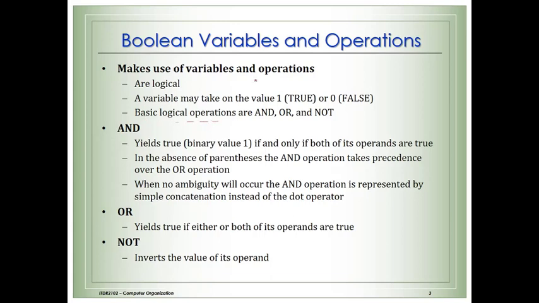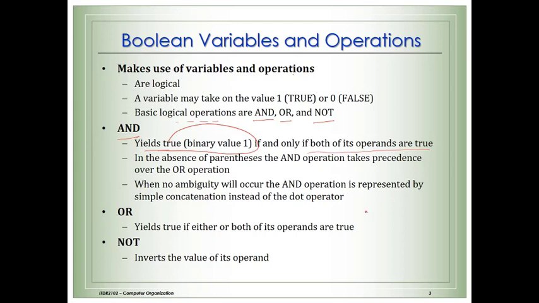Basic logical operations that can be performed on the variables are AND operation, OR operation, and NOT operation. So what is AND operation? Whenever you perform AND operation on logical variables which can hold values 1 or 0, it yields the result true if and only if both of its operands are true.